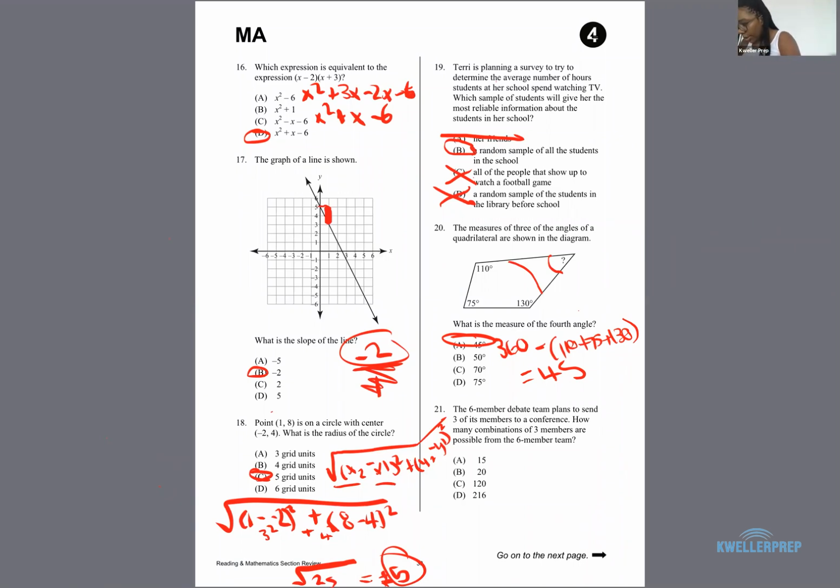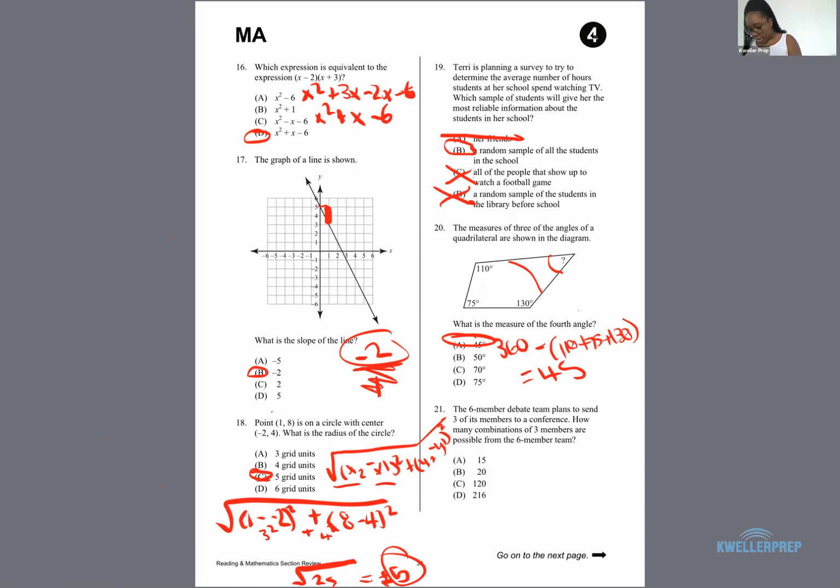Okay, 21. The 6-member debate team plans to send 3 of its members to a conference. How many combinations of 3 members are possible from the 6-member team? Okay, so this is a probability problem, but it uses a concept that we know as combinations.